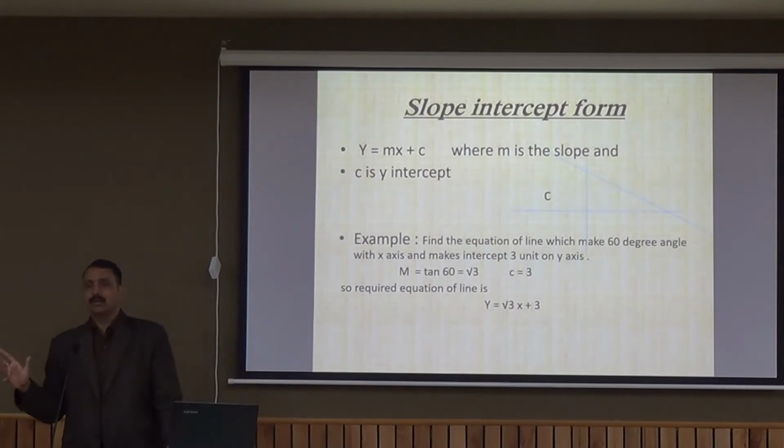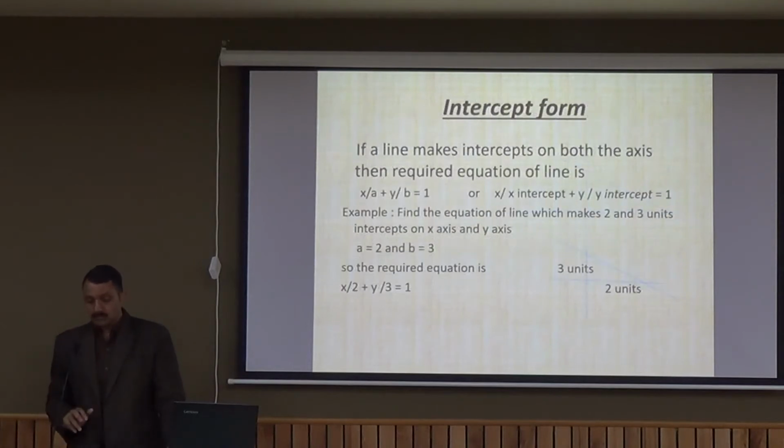Otherwise, as I was explaining earlier, if we have a point and the slope, we can solve it that way. Our line makes intercept 3 on the y-axis, so the line is passing through the point (0, 3), and the angle it makes is 60 degrees, so m is equal to tan 60 degrees, that is root 3. We can use y minus y1 is equal to m times (x minus x1).